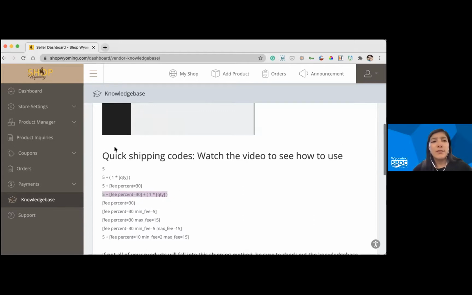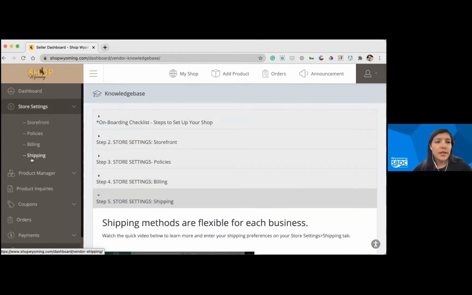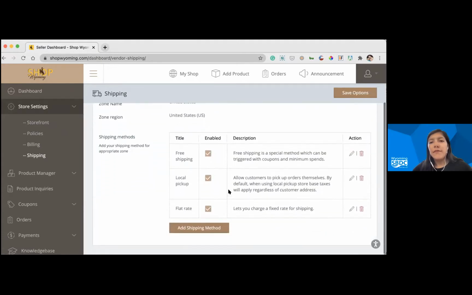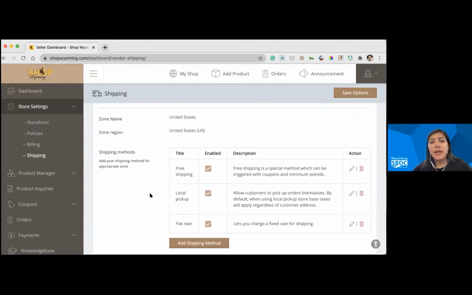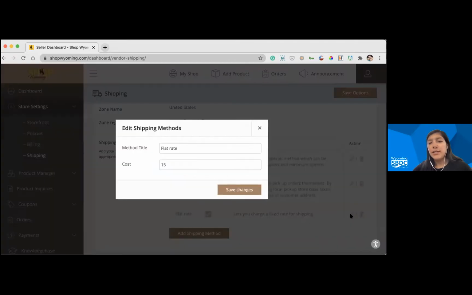So I'm copying this one and I'm going to go into my store settings and shipping. And so here's the zone that I have, which is the United States. I'm going to click on view to see what I have enabled. And when I click on it, I can see the types of shipping that I've enabled on my shop. I'm going to add this code to my flat rate. So I'm going to click on this little pencil. That's where the editing icon is.